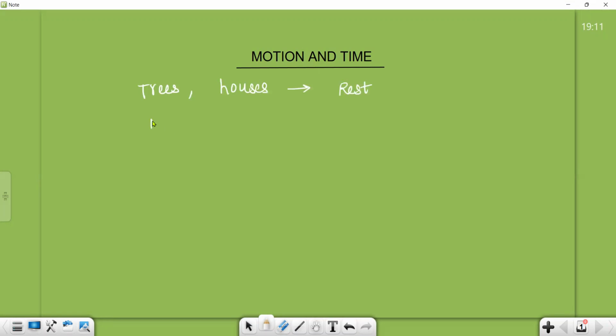Then the remaining ones, like flying birds, next, cars, vehicles, you can simply call them vehicles. So they are in motion. So what is motion? First see the definition of motion. Motion is change in position of an object with time.